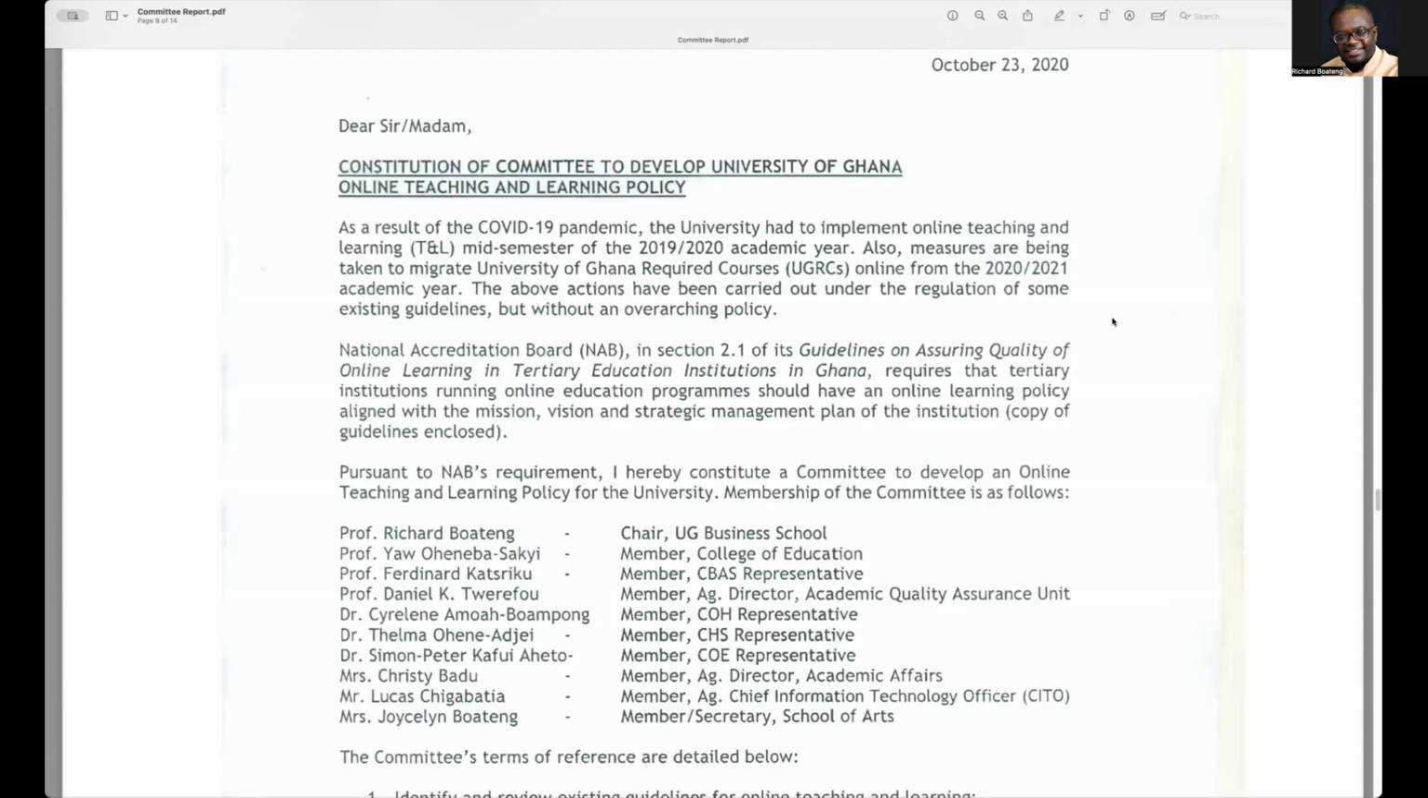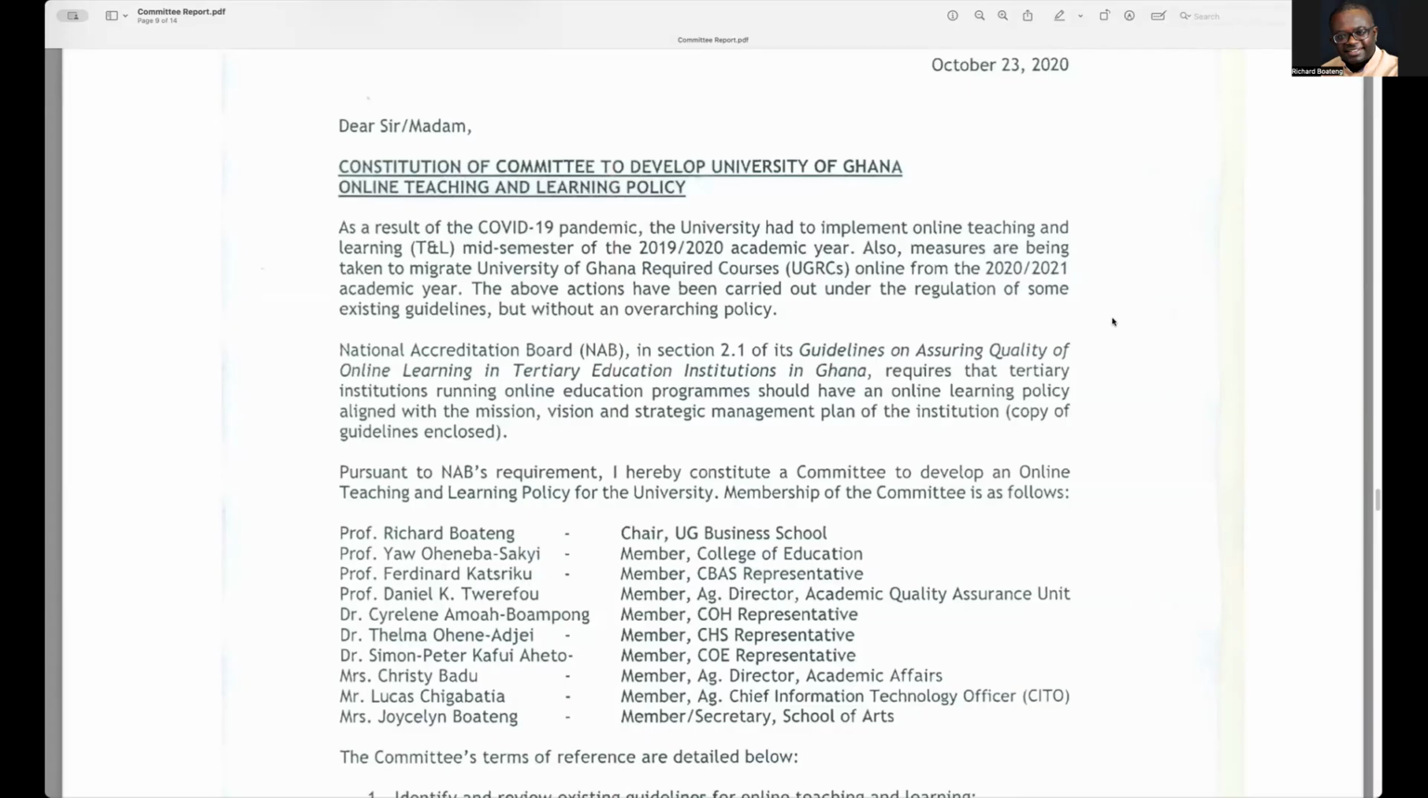online, to an online format from that age. So University of Ghana required courses are taken by undergraduates. It's a lot of courses. Swahili, different courses. And the classes are large. So to be able to accommodate that large size of classes, we wanted to teach them online. Now, the above actions may necessitate that we need an overarching policy that guides us, because some of our existing guidelines do not have any specific policy for online teaching and learning.